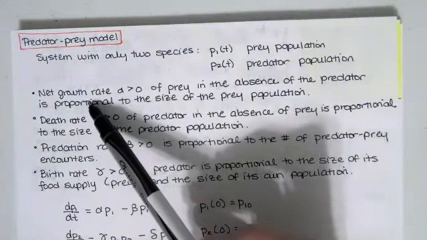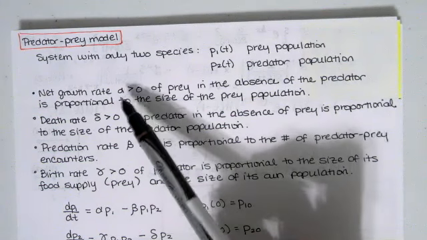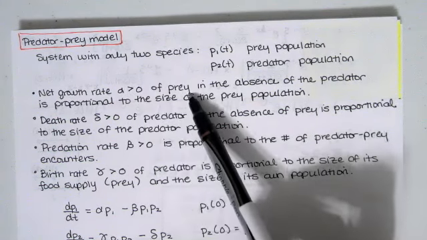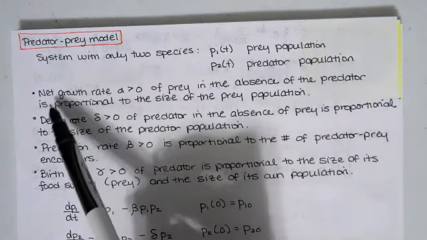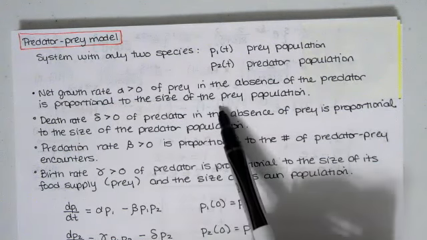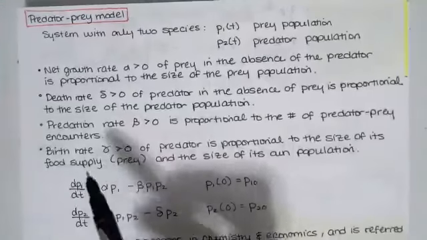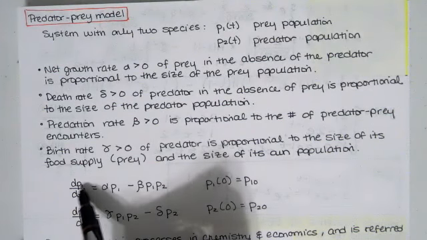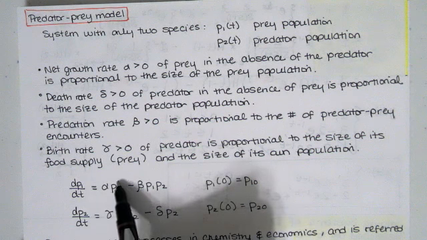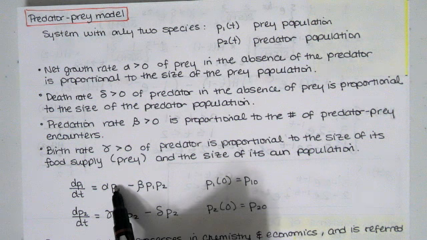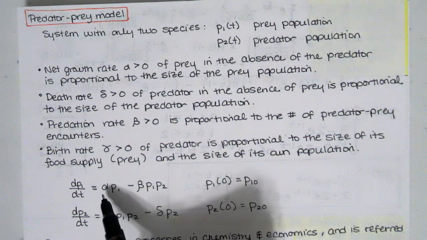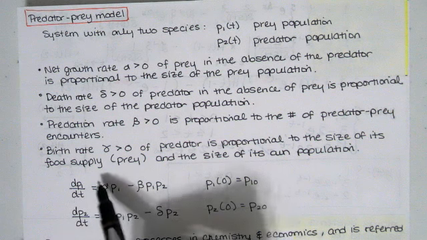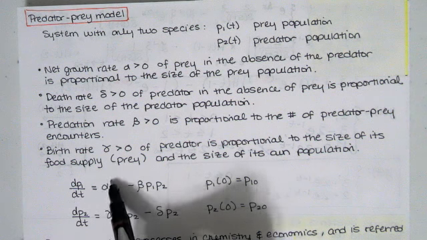If the net growth rate alpha, where alpha is greater than 0, of the prey in the absence of the predator is proportional to the size of the prey population, then the rate of change of that prey population with respect to time is going to be alpha times the current amount of prey that are there. I always think of the bunnies. If there's plenty of food and there's no predators around, then they just grow exponentially. And that's what this term tells us. Now we've got that happening.